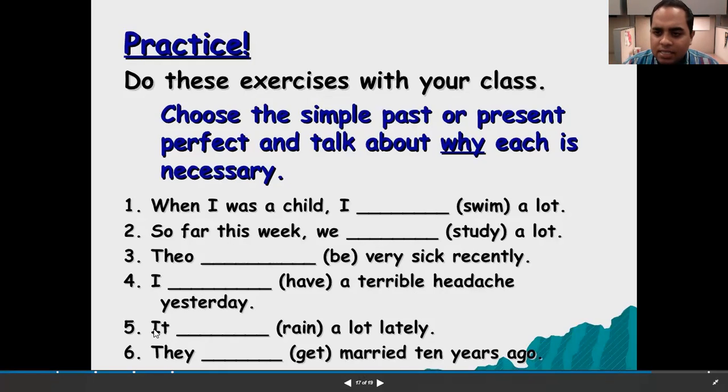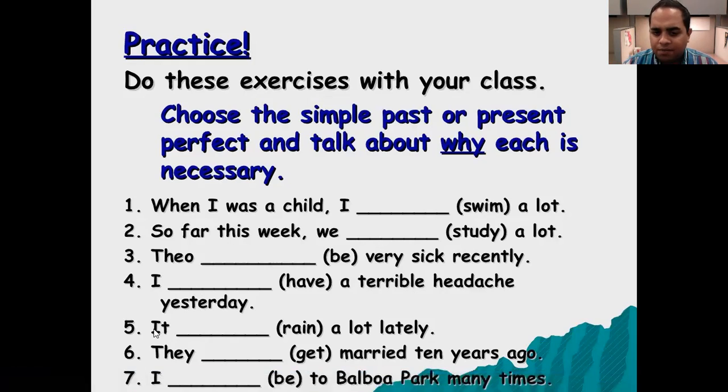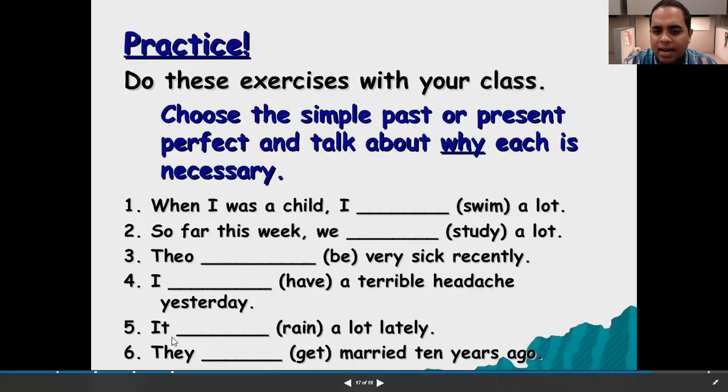Number five, is it simple past or present perfect? Number five is present perfect because it has the word lately. Lately is always present perfect. It has rained a lot lately. Rained is the past participle of rain.